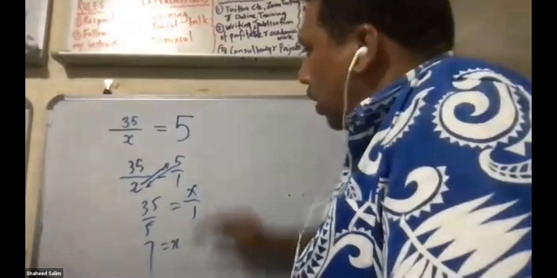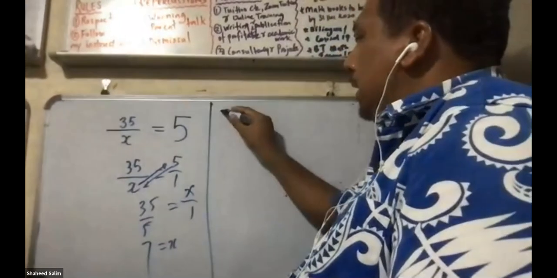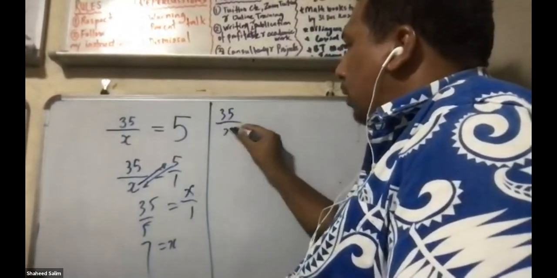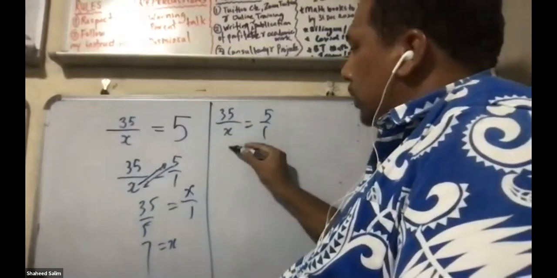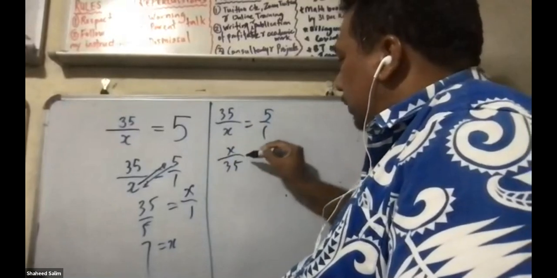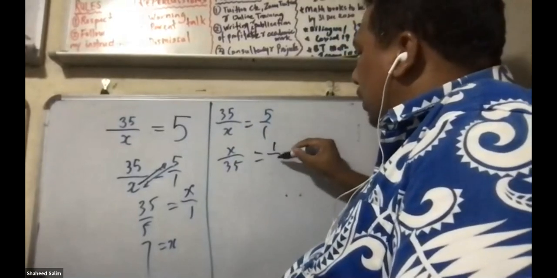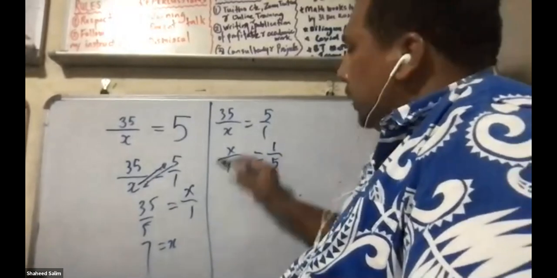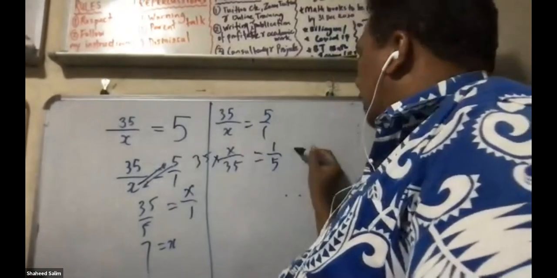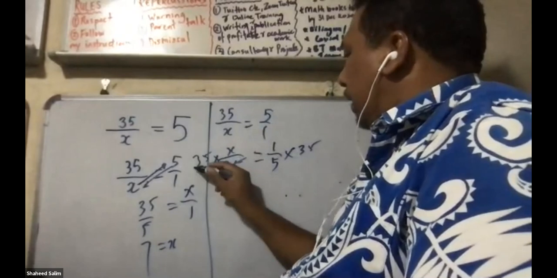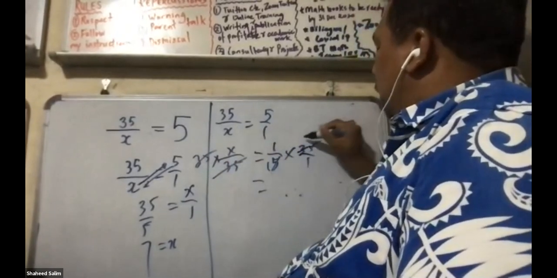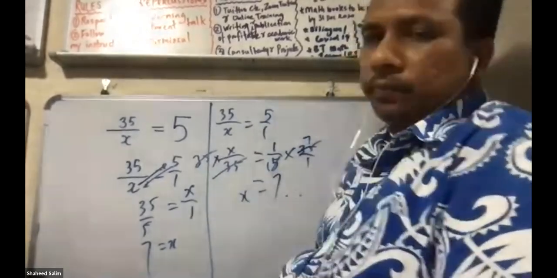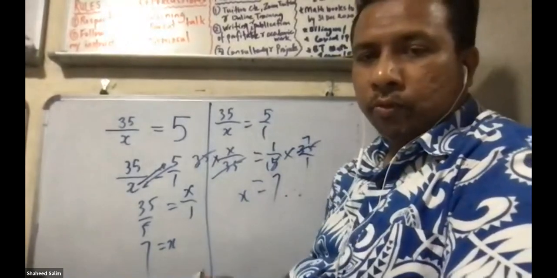Can you see now? All right, if you say, I don't believe, my answer is correct, okay, we do like that. Another method, 5/1. Flip, X/35 equals to 1/5. Then times by 35 here, times by 35 here to get rid of the 35. Now here you can divide by 5, get 1, divide by 5, get 7. X equals to 7. Proven, right?